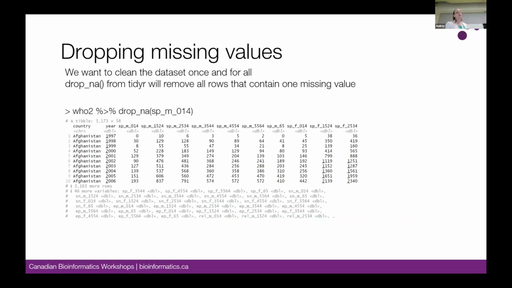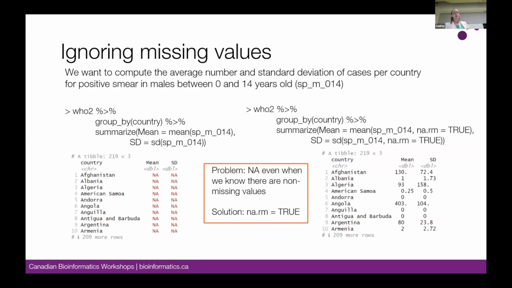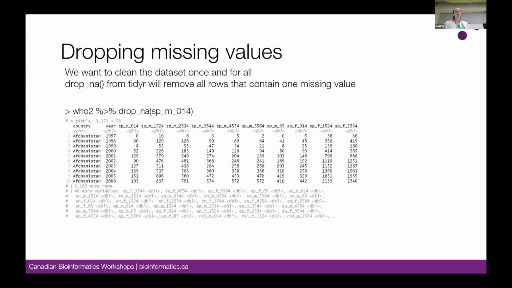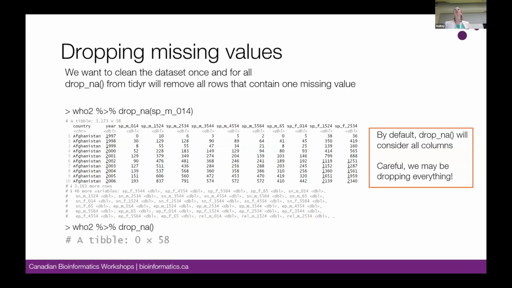You can also drop them. So it's basically what na.rm does. It removes the NAs, but temporarily, only for a function. You can also decide to completely drop your missing values manually yourself to filter out everything before applying other functions. However, drop_na will consider all columns, and so it will drop a lot. If you have one missing data, then it can remove everything, because by default, it will drop all rows that contain one missing value on any column.